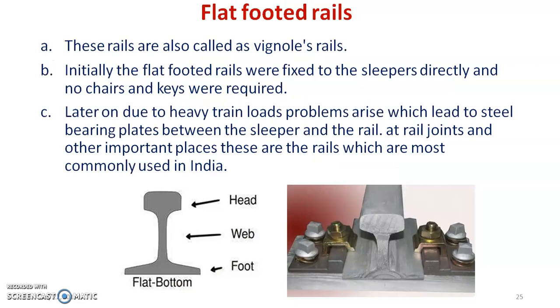And coming to the flat-footed rail, it is also called Vignoles rail. Initially, they were fixed to the sleeper directly. See here, since the width is very large, it can be fixed directly. This figure shows that this flat foot is fixed directly to the sleeper. It does not need any fixtures and fastenings.